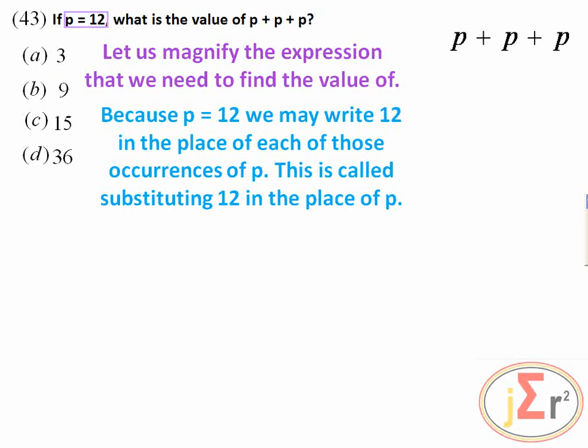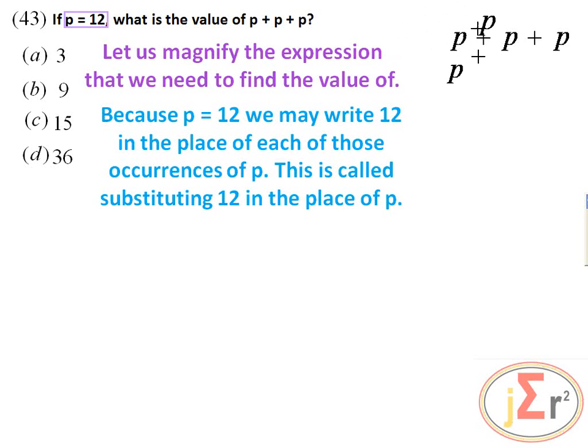Because p is equal to 12, we may write 12 in the place of each of those occurrences of p. This is called substituting 12 in the place of p. So we will make what in mathematics is called a substitution, in which we replace a variable by a particular value. And the variable in this particular case is p. And the value that the statement of the problem says that p has is 12. Therefore, where we see p, we may substitute 12.